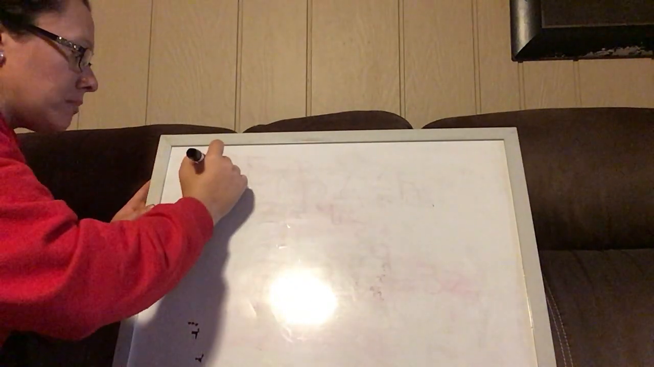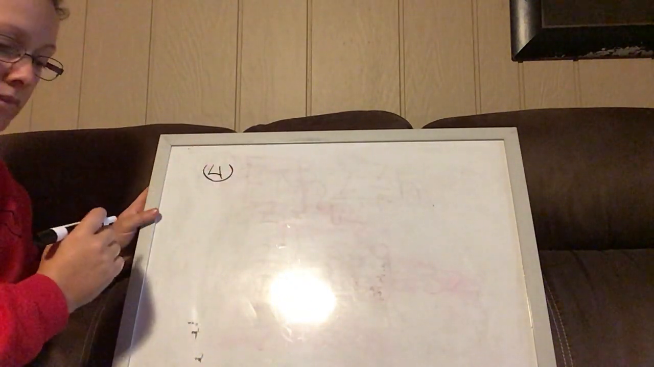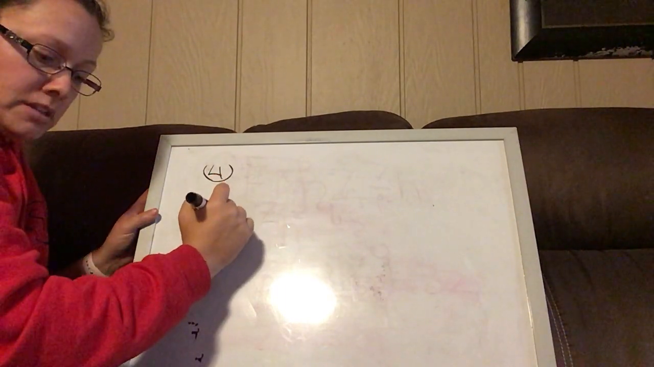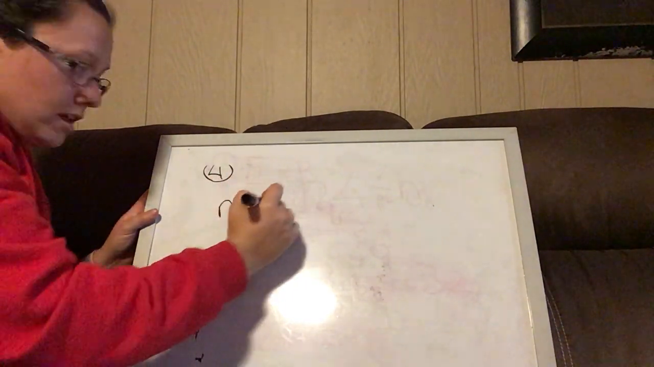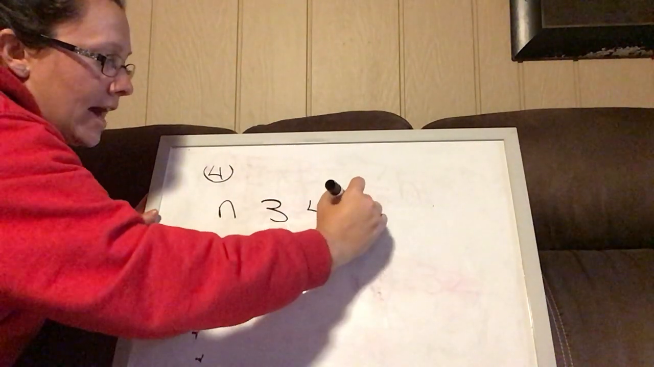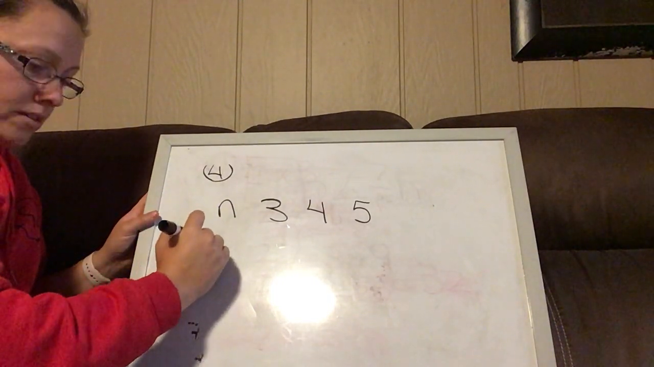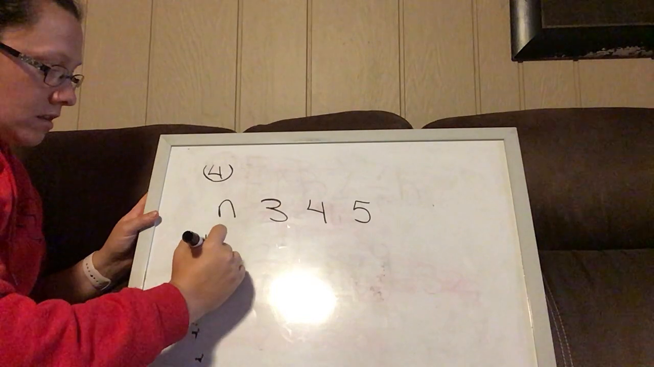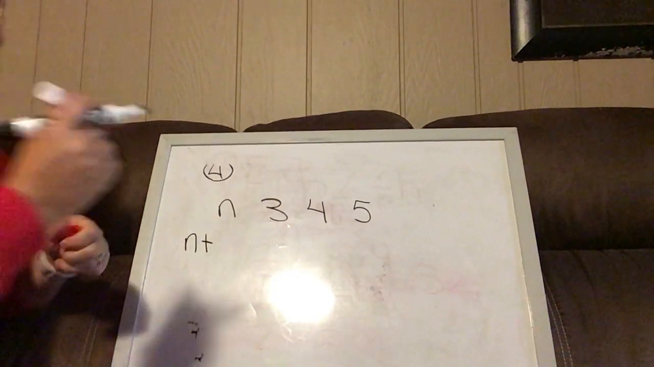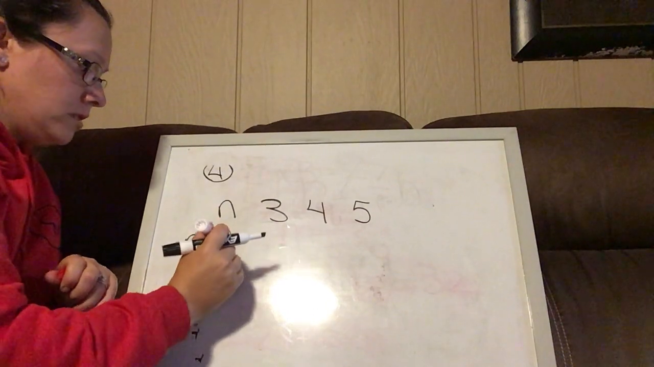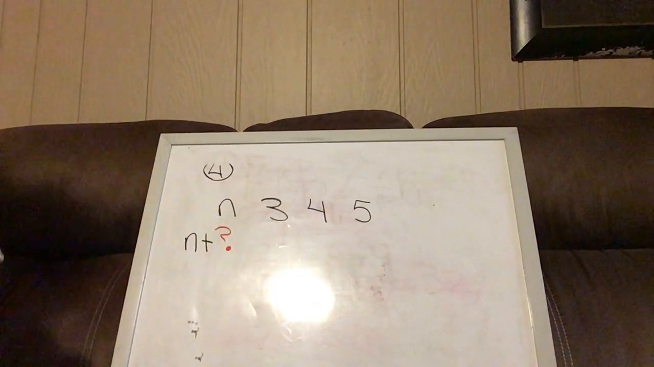It's still working with our variables, still taking a look at expressions, but it's going to be looking at some expressions in the form of a table. Okay, so we're on number 4. And don't mind my table, it's going to be sloppy. I'm going to have n, 3, 4, 5. I want you guys to copy this table down also in your math notebook. We're not worrying about being artists here. We're just going to do the best we can.